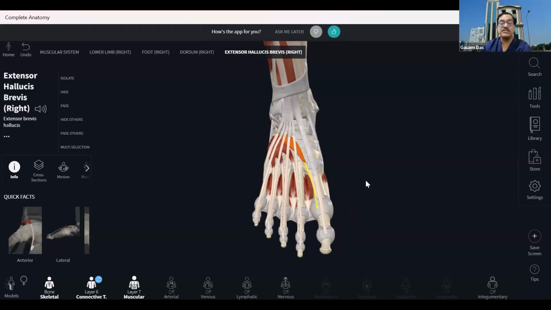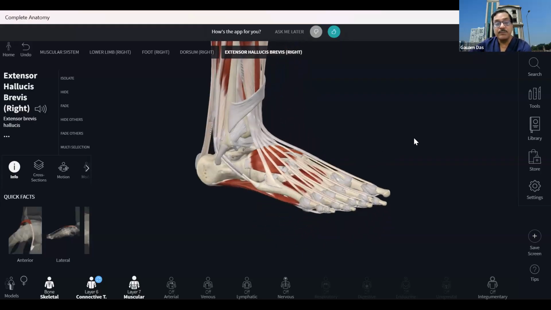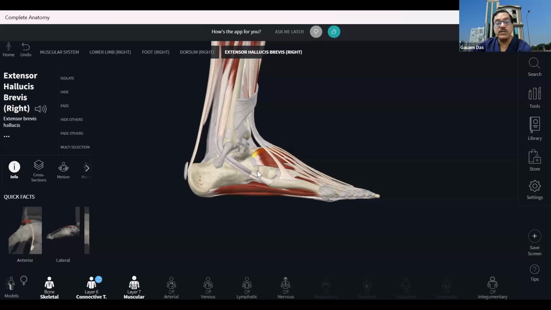And below all these extensor tendons, we have the extensor digitorum brevis and extensor hallucis brevis. So these are on the dorsal side, and a few more on the lateral side. One, you have already discussed, is the dorsal calcaneocuboid ligament.